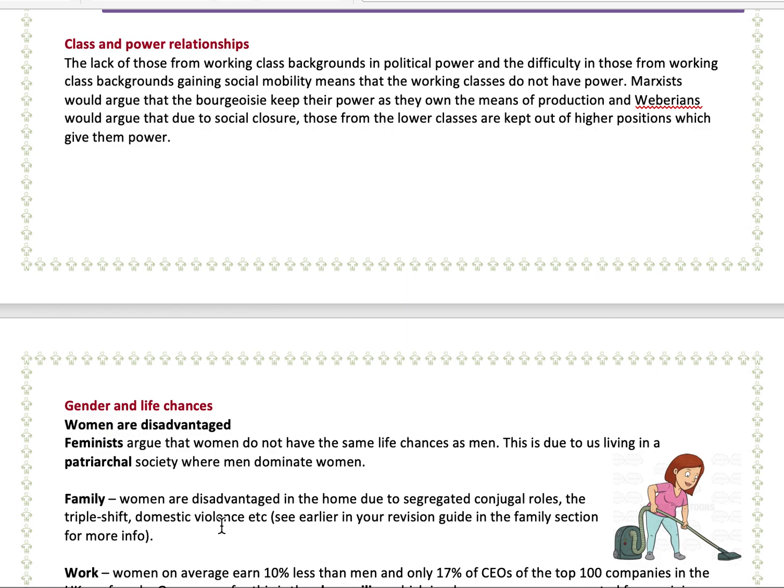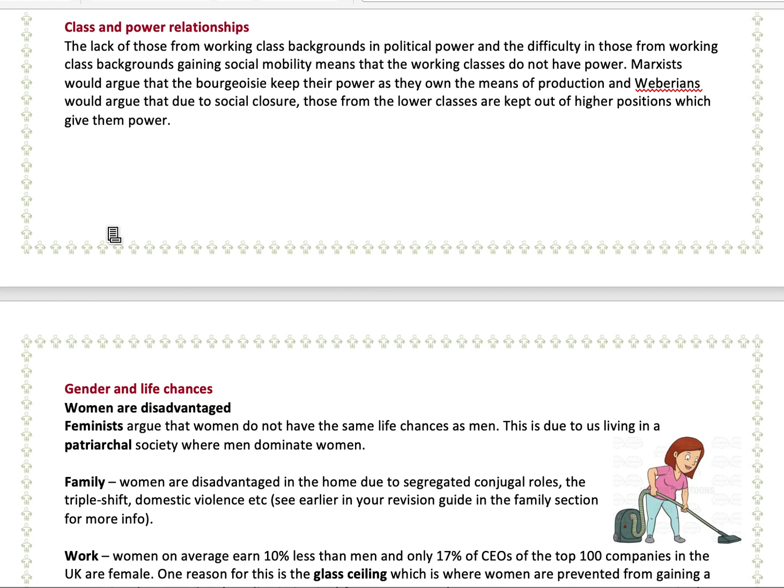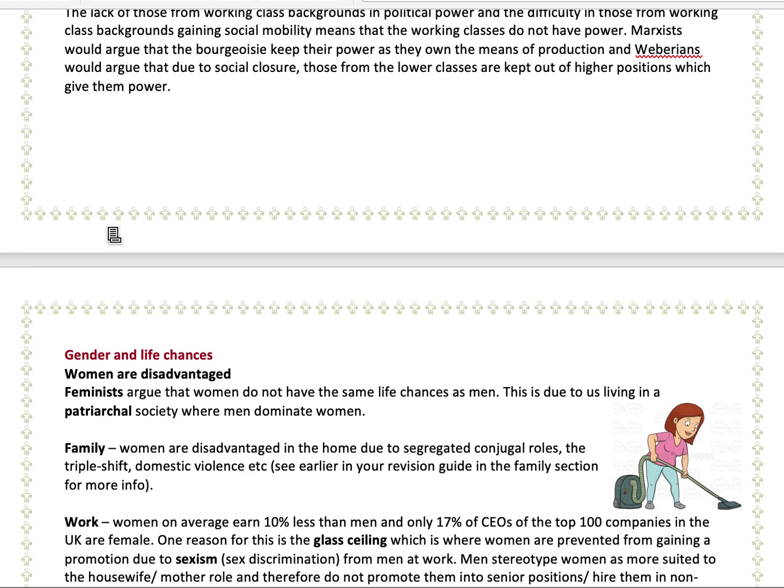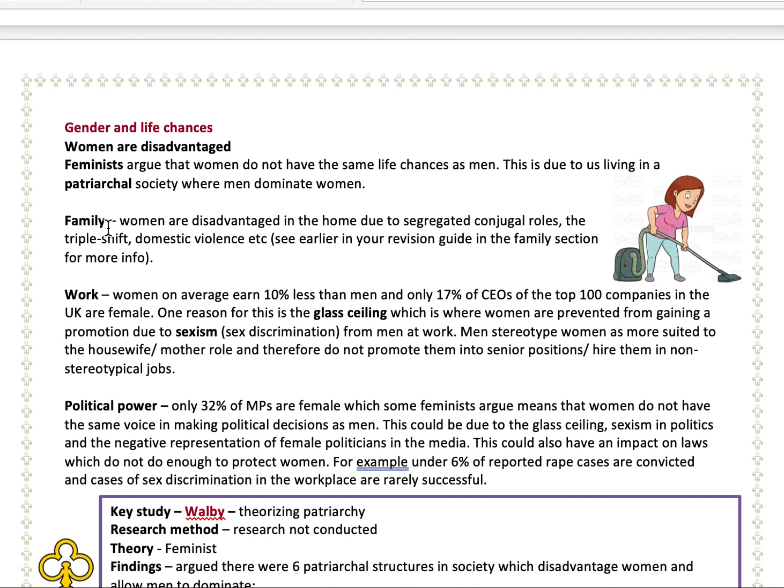And then class and power relationships, basically you can refer to things from Marxism, so the bourgeoisie socialising those from working class backgrounds into the ideology of the bourgeoisie, things like social closure, that kind of thing. So the idea that they maintain power by keeping their position in society and keeping others out of their position.